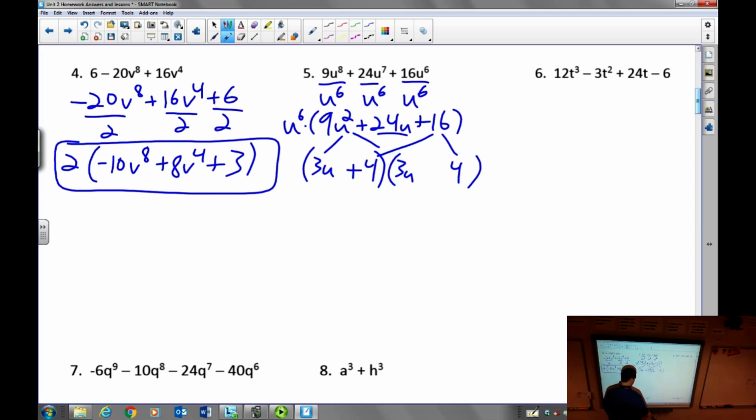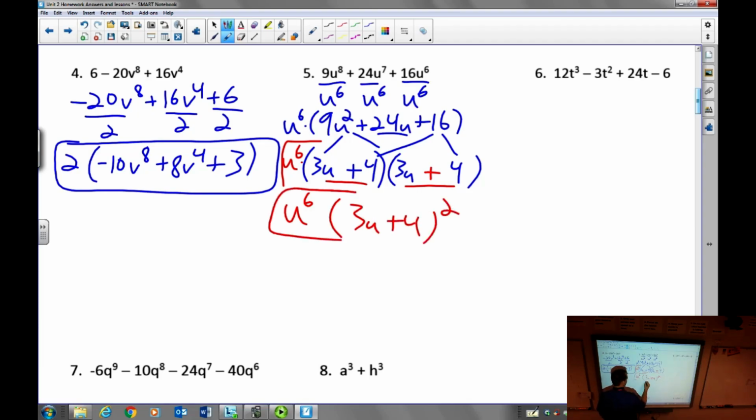And so our factored answer then is, don't forget the u to the 6th, u to the 6th times 3u plus 4 plus 4. Oh, wait a second. Uh-oh. So we have 2 of them. So what do we do with 2 of them? Yeah, don't forget. So we'll bring down the u to the 6th one more time. If we have 2 3u plus 4s, we're going to have to write it as something special then. And that is 3u plus 4. How many do we have? 2 of them. So 3u plus 4 all squared.